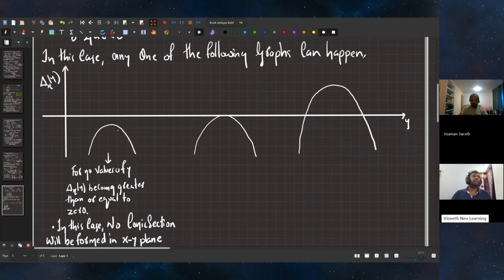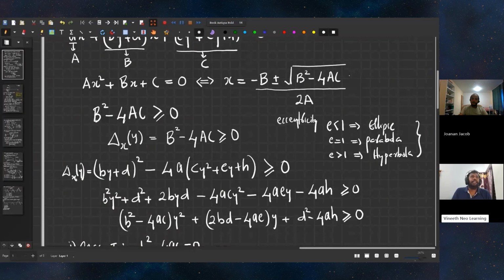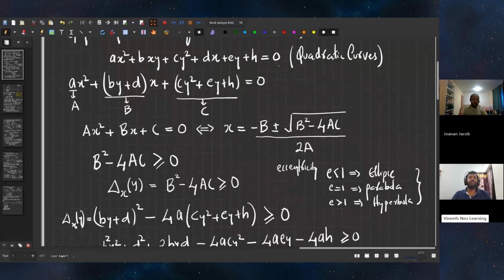So what will happen? This is delta xy. This is our main condition, greater than 0. For no values of y will this become greater than 0, so that no x will result in the xy plane. This is the plot, the xy plane, as we have seen here.